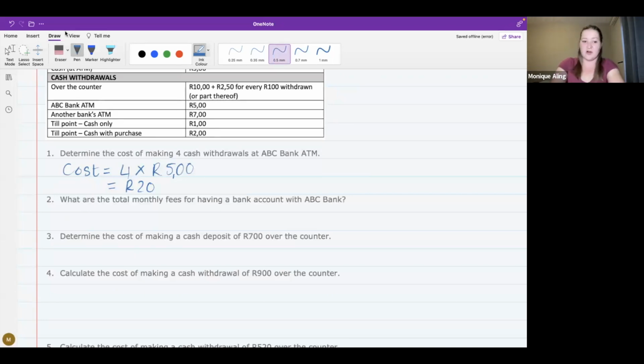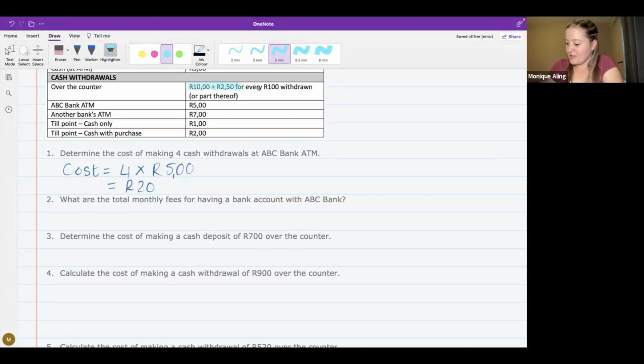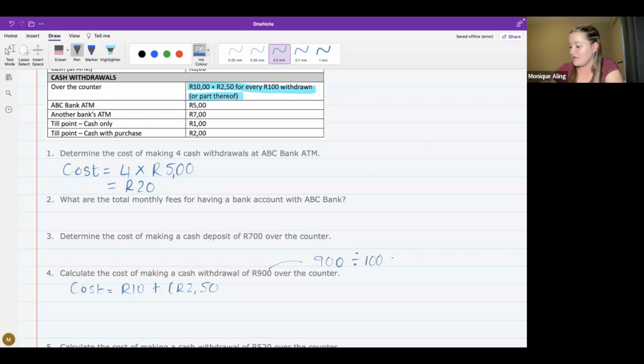Okay, so we are looking at this section over here. It's 10 Rand plus 2 Rand 50 for every 100 Rand. You're withdrawing 900 Rand, so 900 divided by 100. So there are 9 hundreds. So we say 2 Rand 50 times 9.